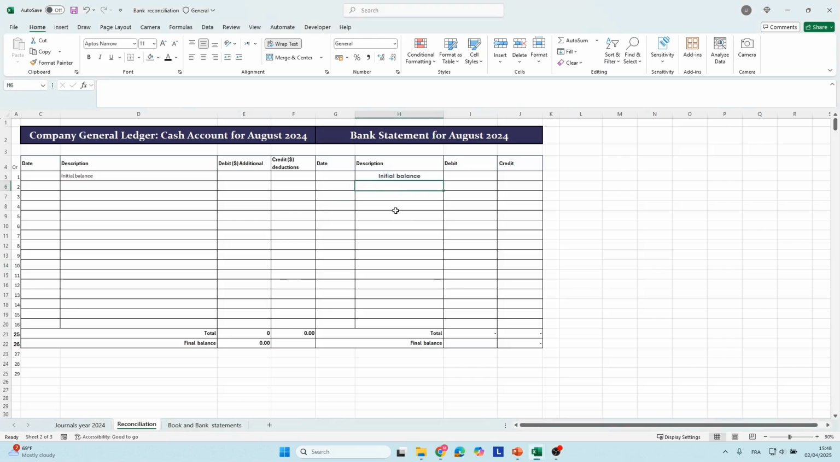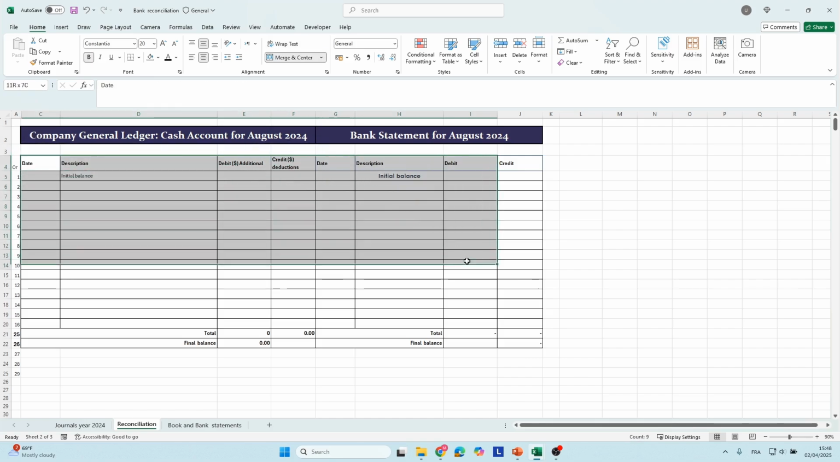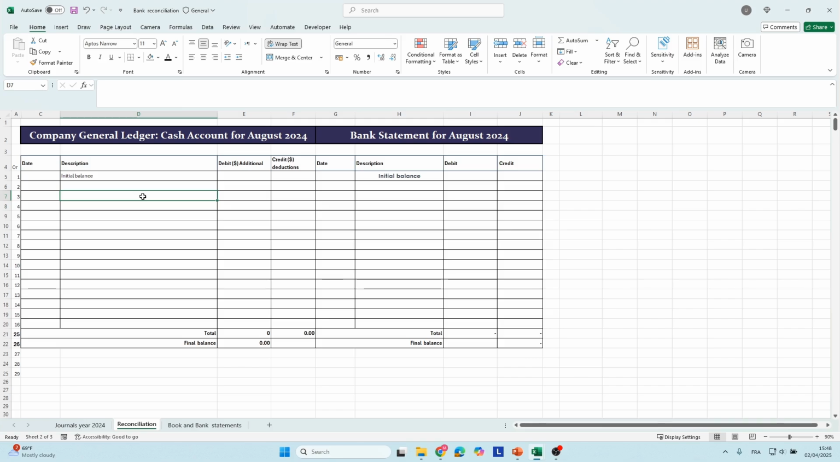Now let's look at the practical case for bank reconciliation. Of course, we'll use an Excel sheet in order to do the bank reconciliation. So we have an example. This is the template that we will use to do the bank reconciliation.